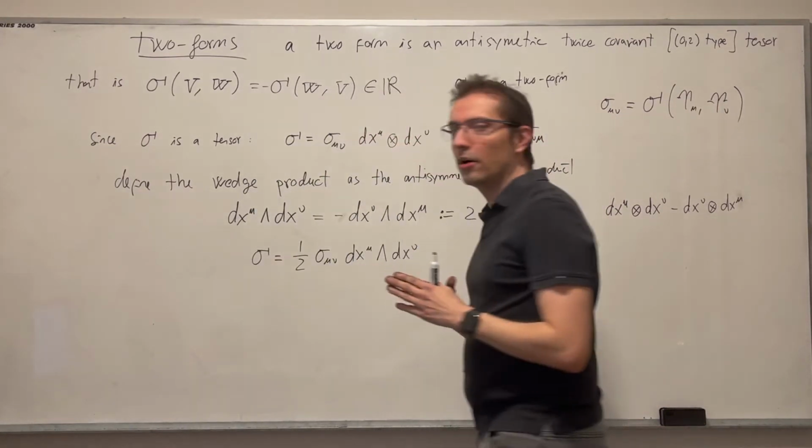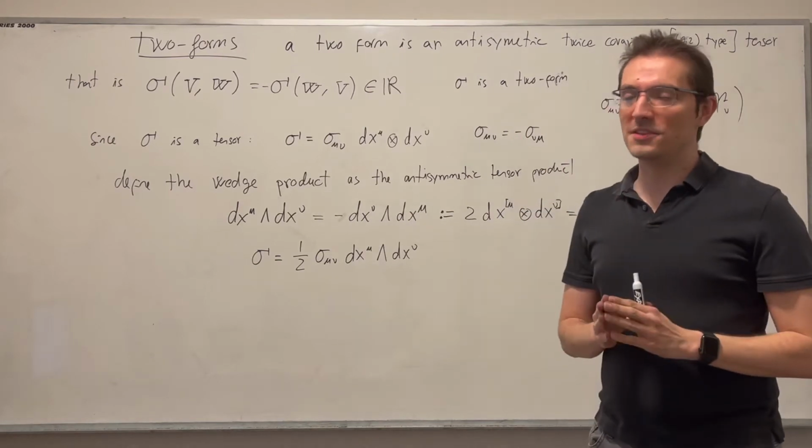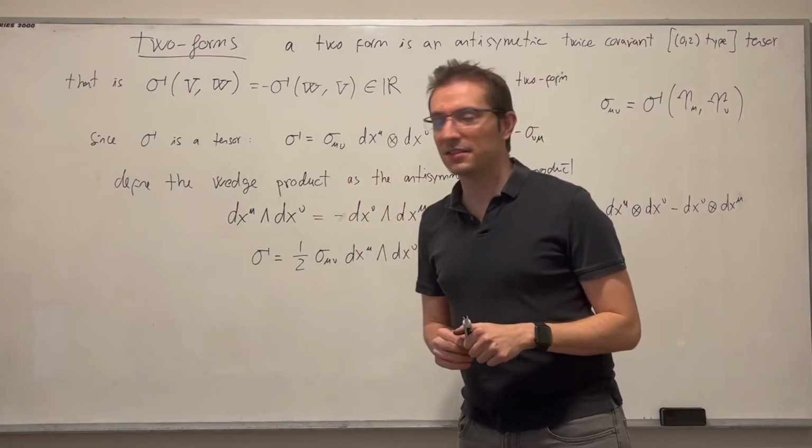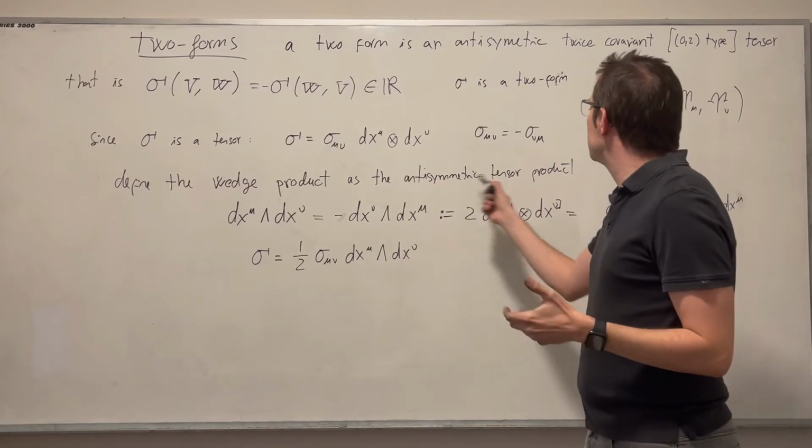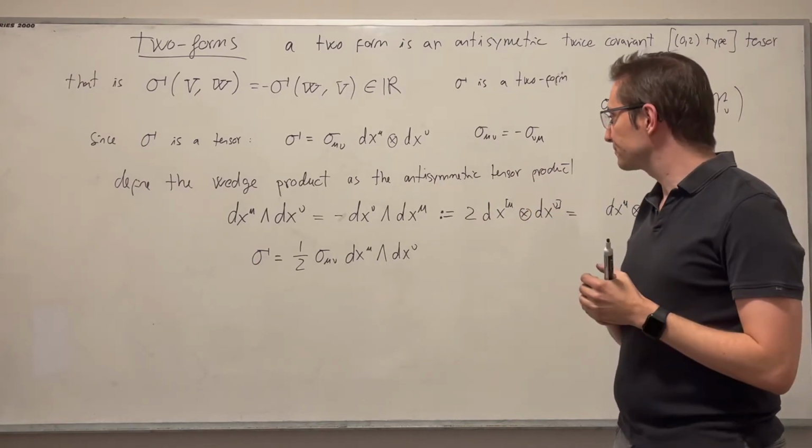All right, so let me define a very useful object. Let me define the wedge product. The wedge product is the antisymmetric tensor product. So, what is that?